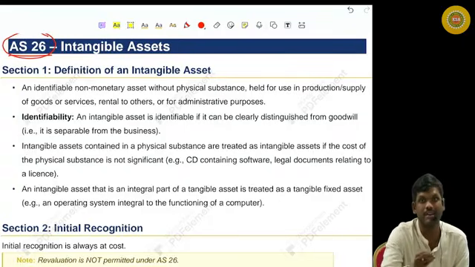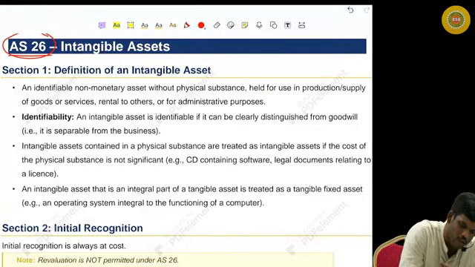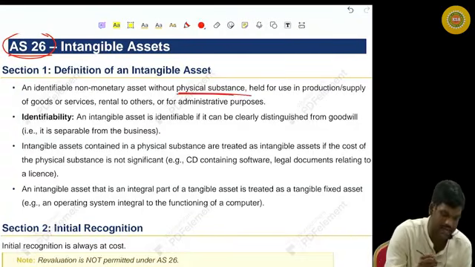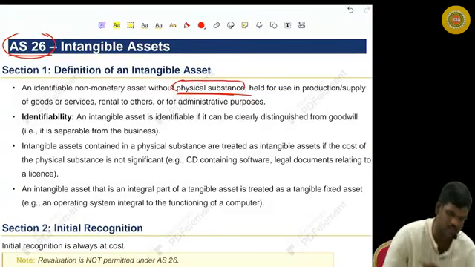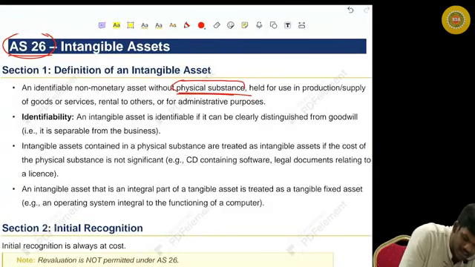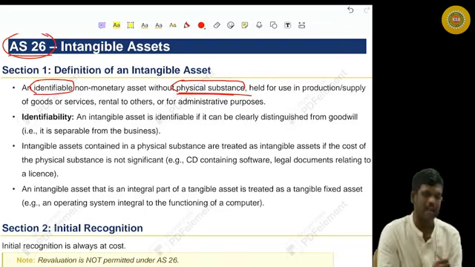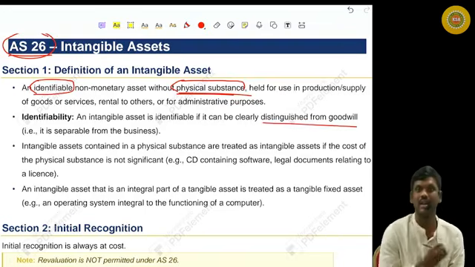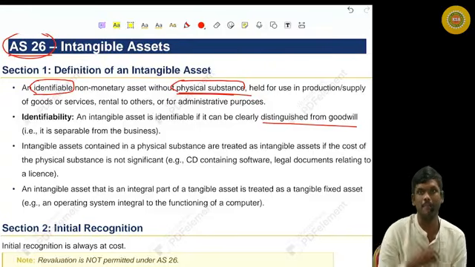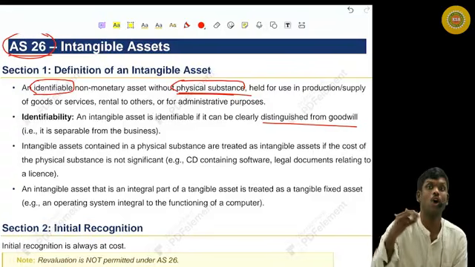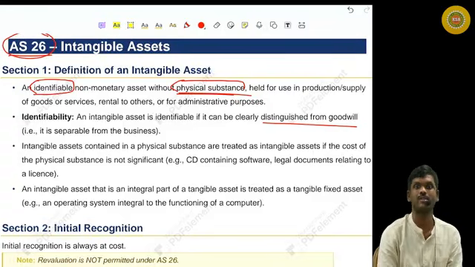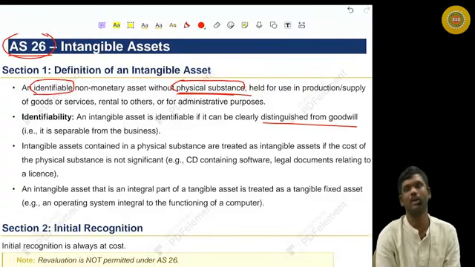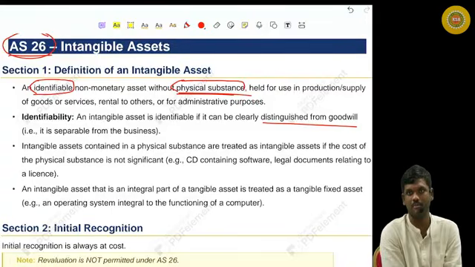Intangible asset is an identifiable non-monetary asset for which there is no physical substance. You cannot touch it or see it. There is no physical substance for intangible assets and it needs to be identifiable. Identifiable means it is something other than goodwill. In other words, identifiable means the asset should be separable. You should be able to sell that or lease that or rent that out separately from business. Only then it can be called an identifiable intangible asset.